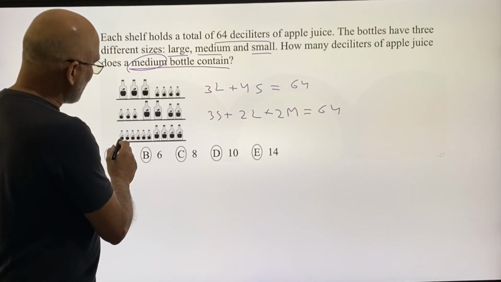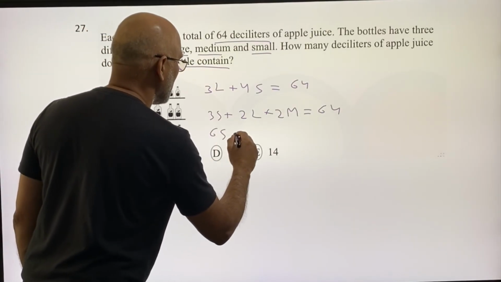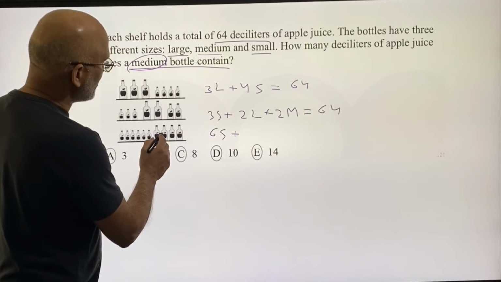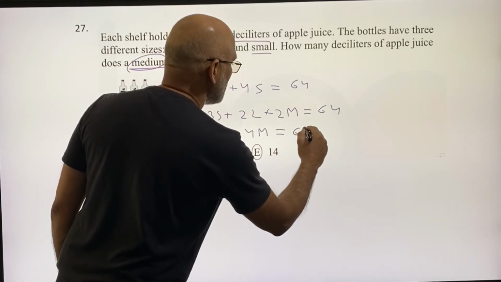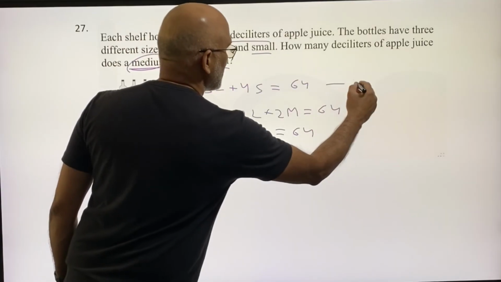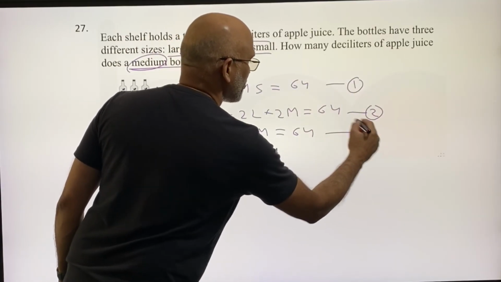Now this one is 6 small plus 4 medium is equal to 64. So let me call this equation 1. This is equation 2. This is equation 3.